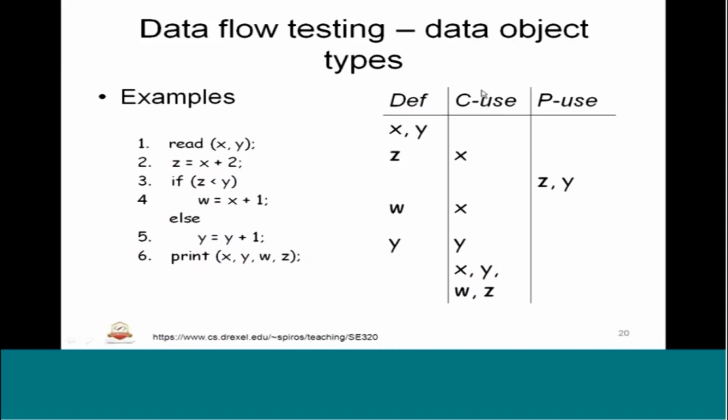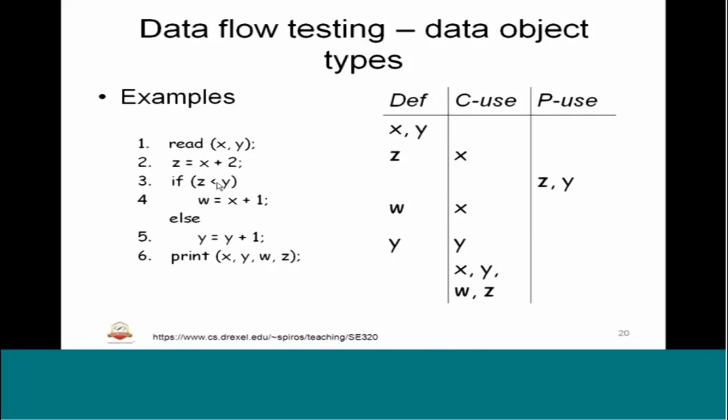C is a computation use because X is used for computation, you can see on the right hand side. Also we have Z, also we have Y. We have W, Z, etc. because print is used. We have supplied four parameters to print; that's why it is C use. For P use, we use the predicate directly, where Z is less than Y is used as a predicate for an if condition. That's why it is called P use.